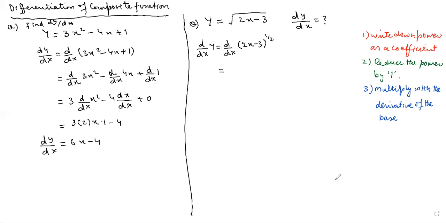We will write down power as the coefficient 1 over 2. We will subtract 1 from the power, 2x minus 3 power 1 over 2 minus 1, and we will multiply with the derivative of the base. Here the power is 1 by 2 and the base is 2x minus 3. So the derivative of 2x minus 3 is d over dx of 2x minus 3.